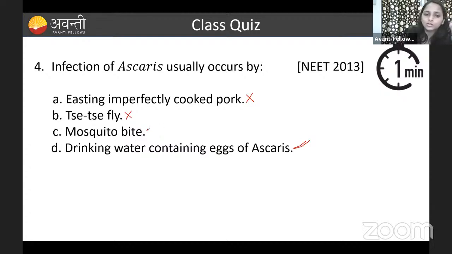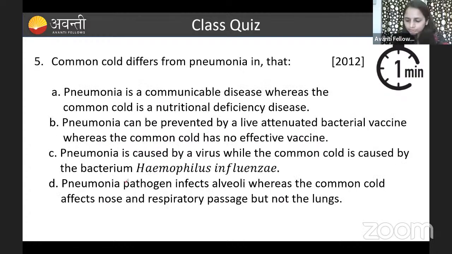Mosquito bite. That is also not the correct answer. Tsetse fly is the transmitter of a protozoan disease, right? That we will call the African sleeping sickness. Okay, fine. Let us go to the next question.